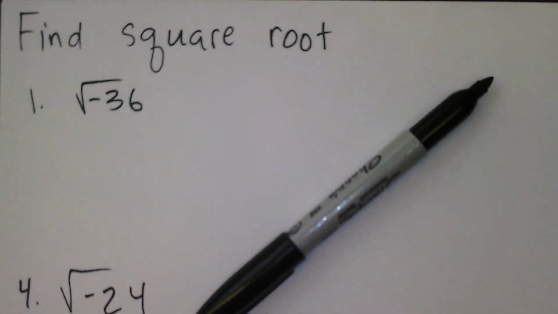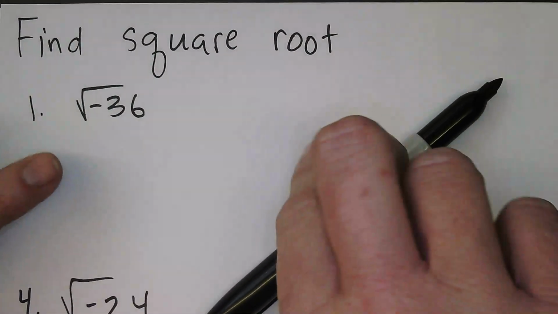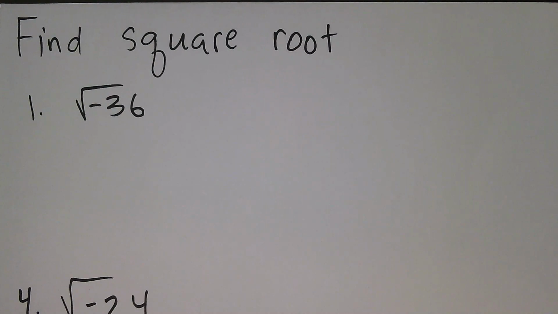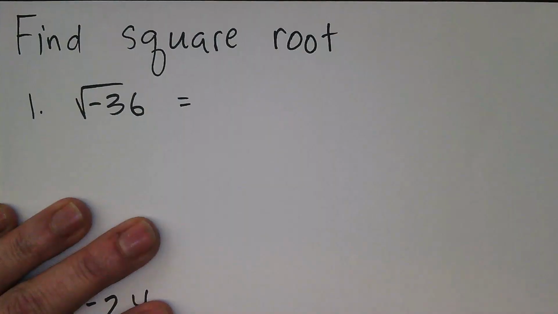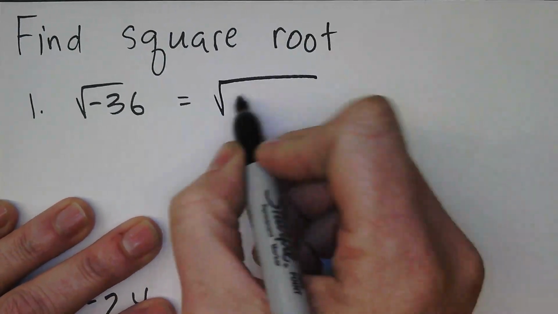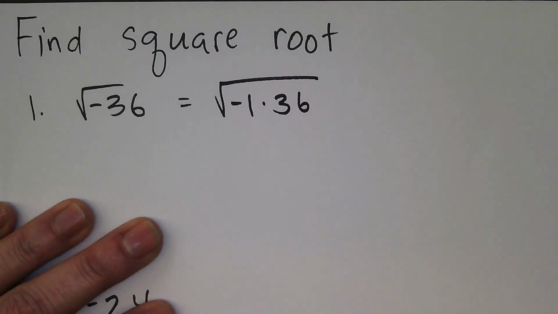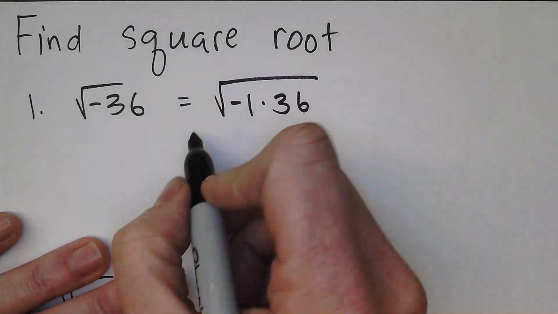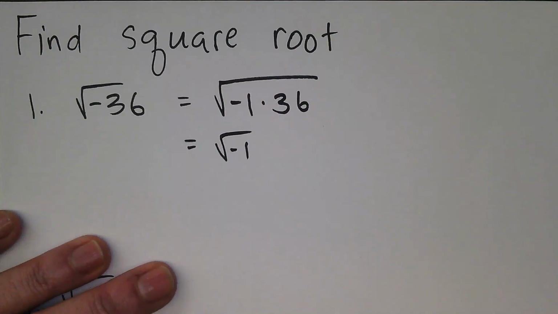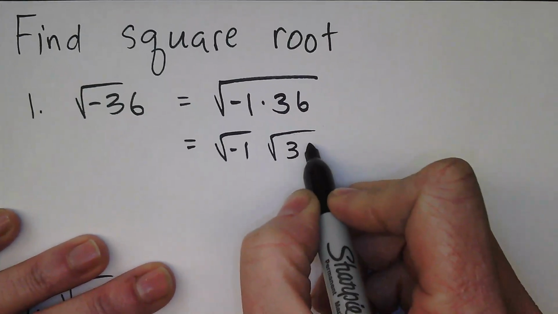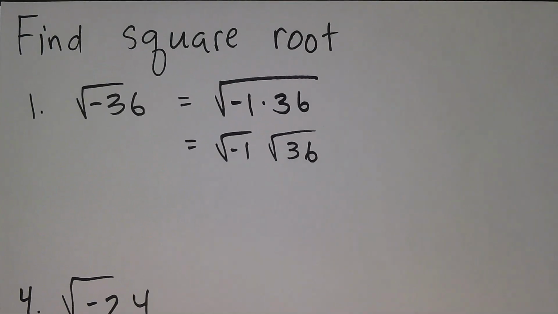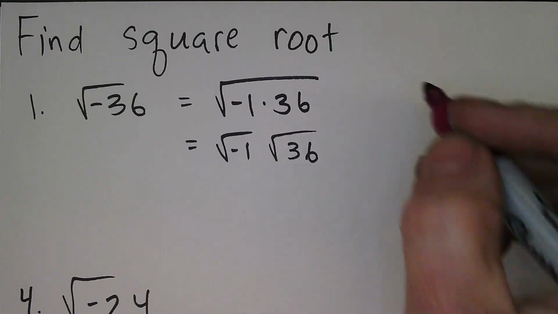Okay, we are looking to find the square root here, and we have some negative radicands. That means the number underneath our radical is a negative. So the way that we do that is we treat this as if it is -1 times 36. So we're going to get that -1 isolated on its own. And the reason that we want to do that is the square root of -1 is our imaginary unit. It's the pure imaginary unit.